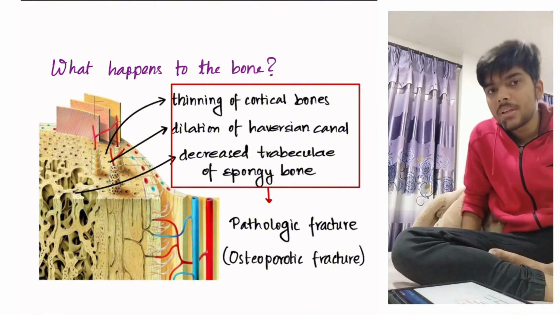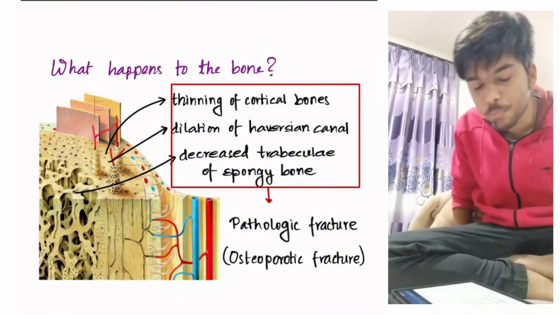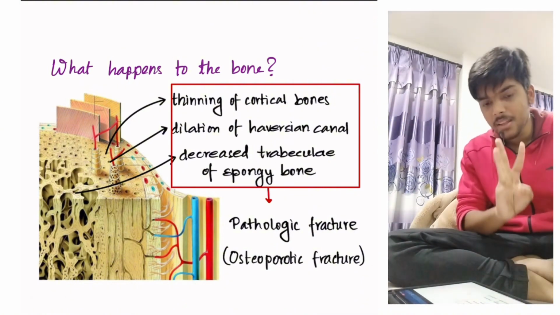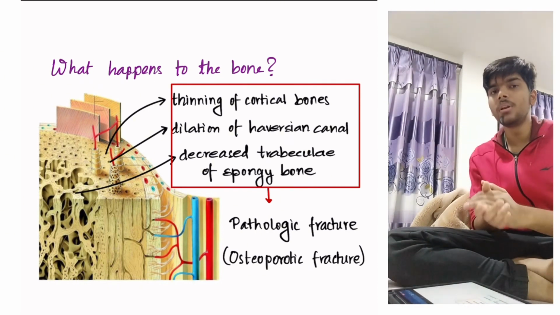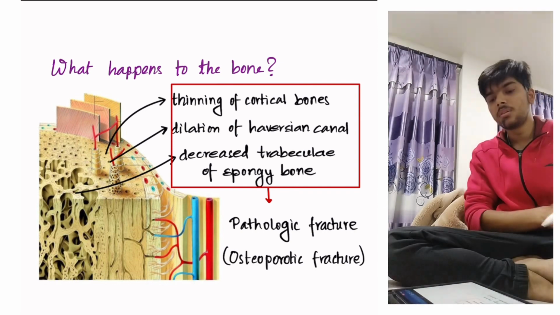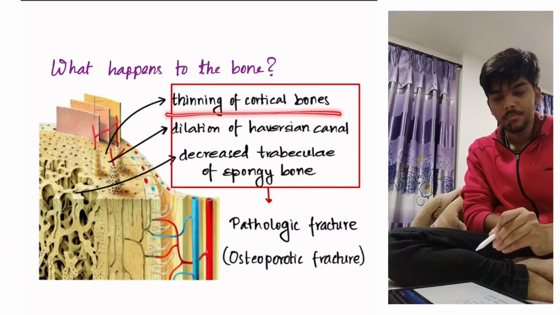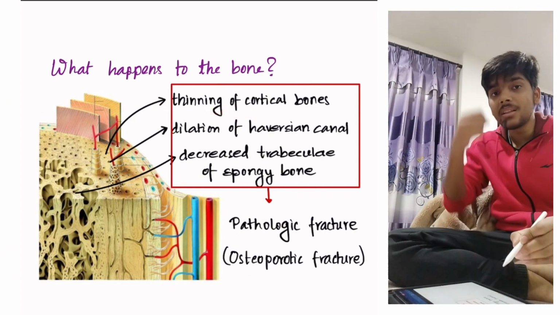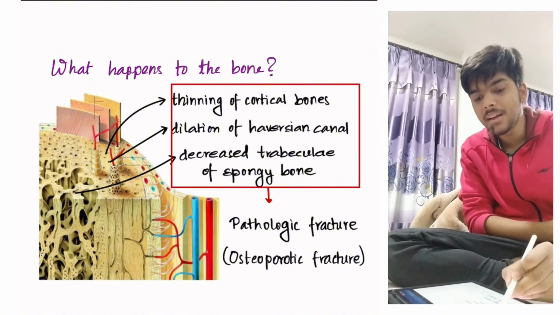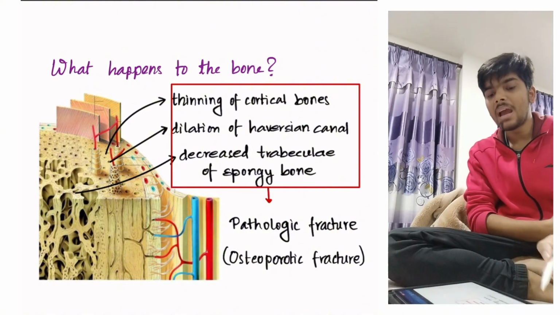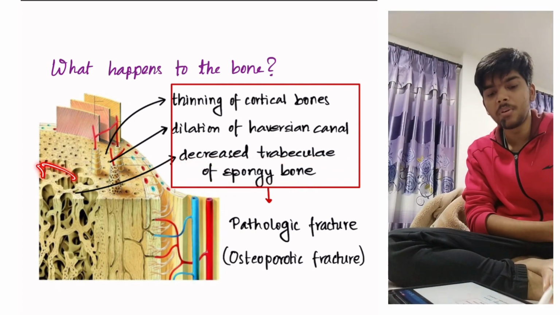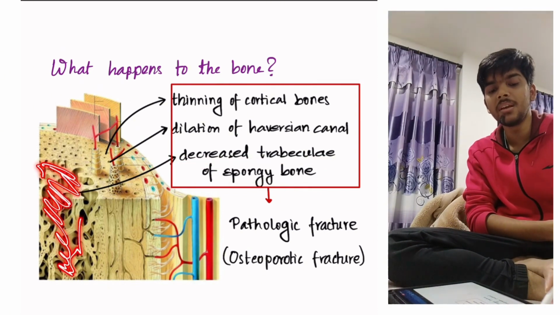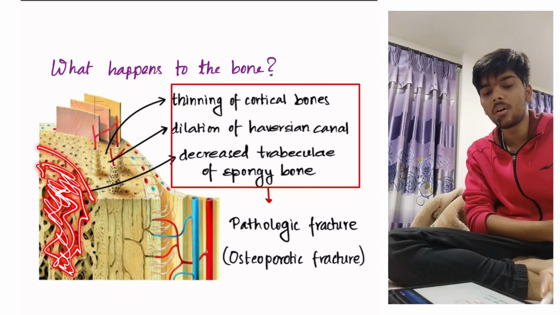So what actually happens in a bone that is osteoporotic? There are 3 major things. See, your long bone contains your outer cortical bone and inner spongy bone. The cortical bone becomes thin. The Haversian canals that are present in the cortical bone get dilated, and there is decreased number of trabeculae of spongy bone. Here's the spongy bone present in the inner side of the long bone, and here's the cortical bone.